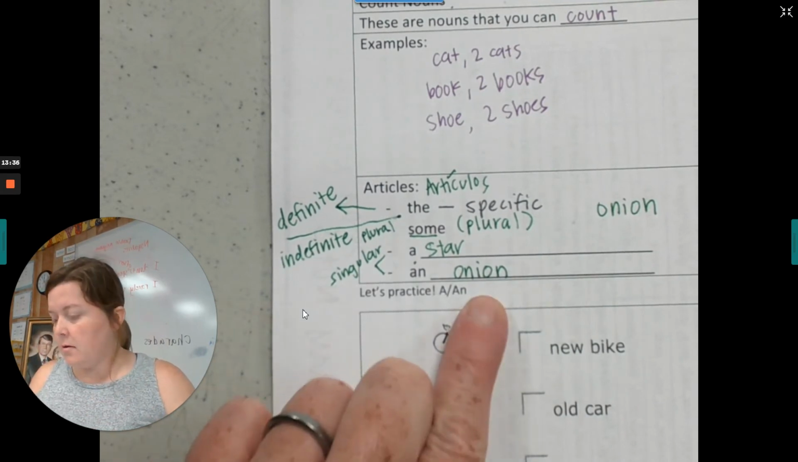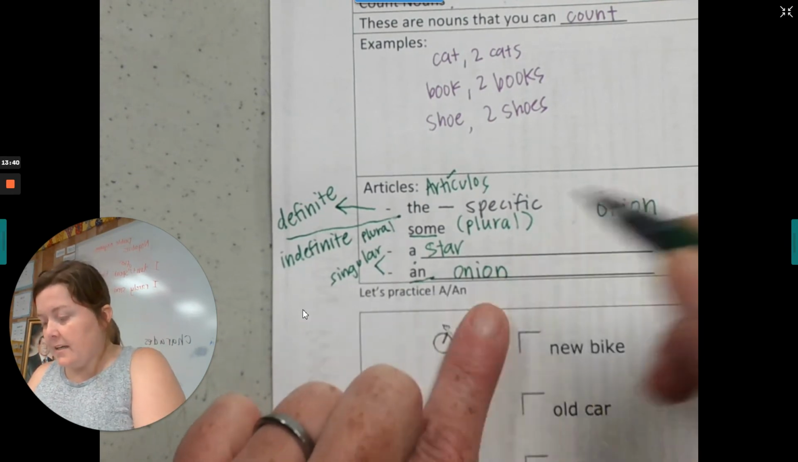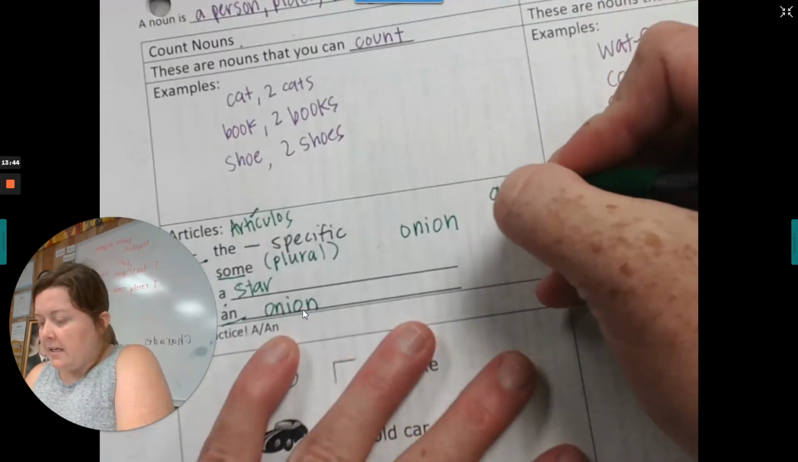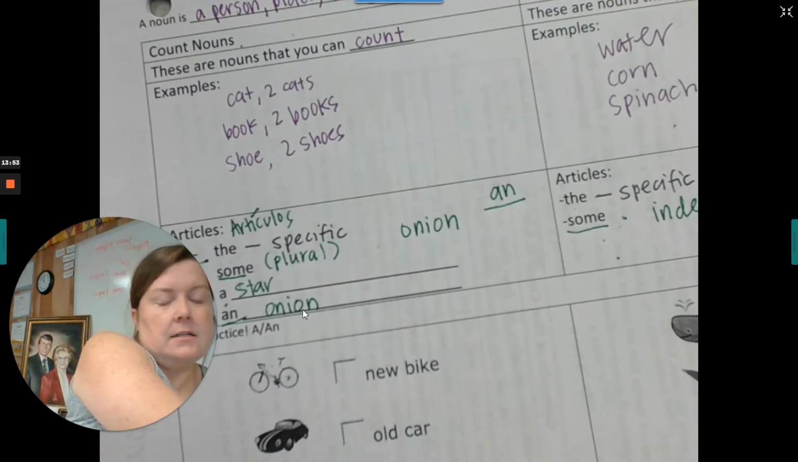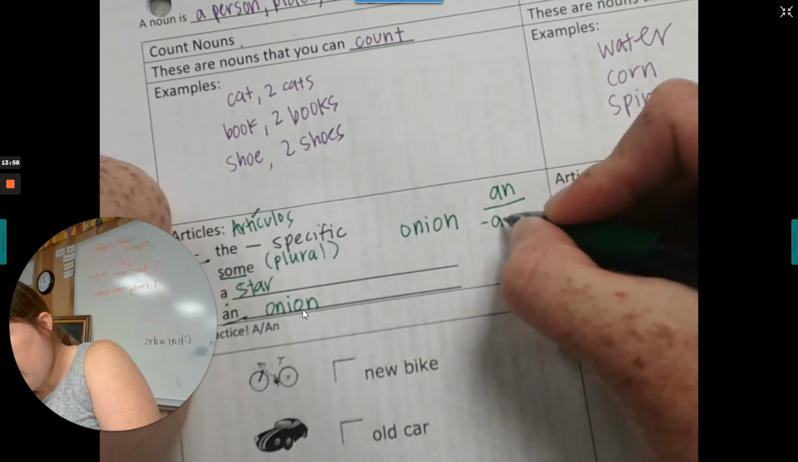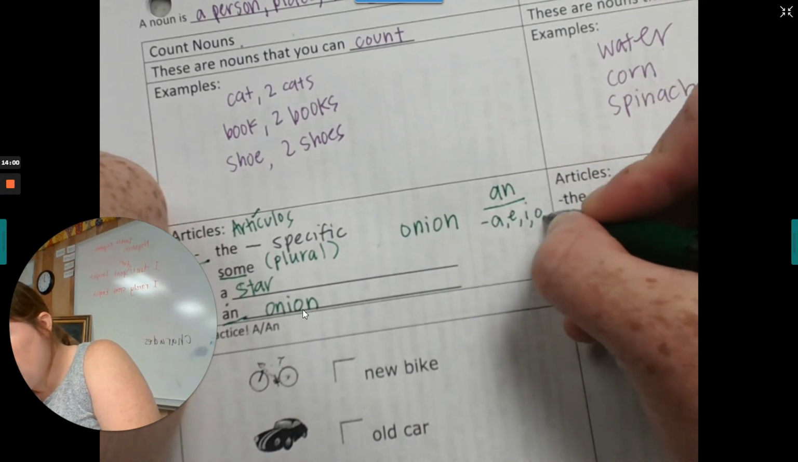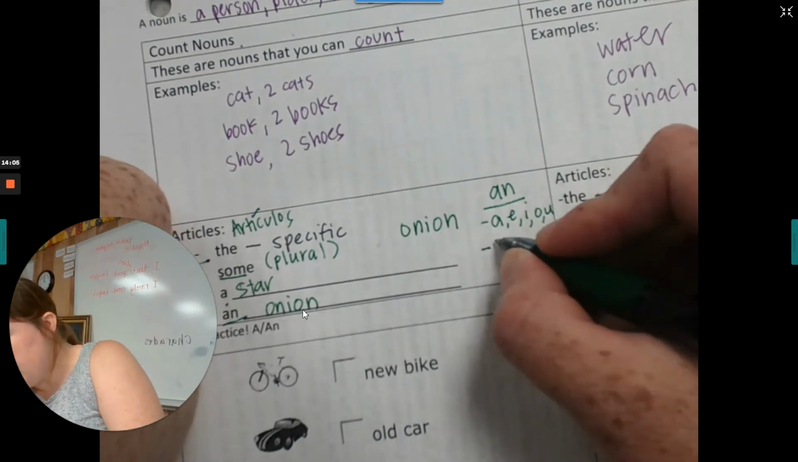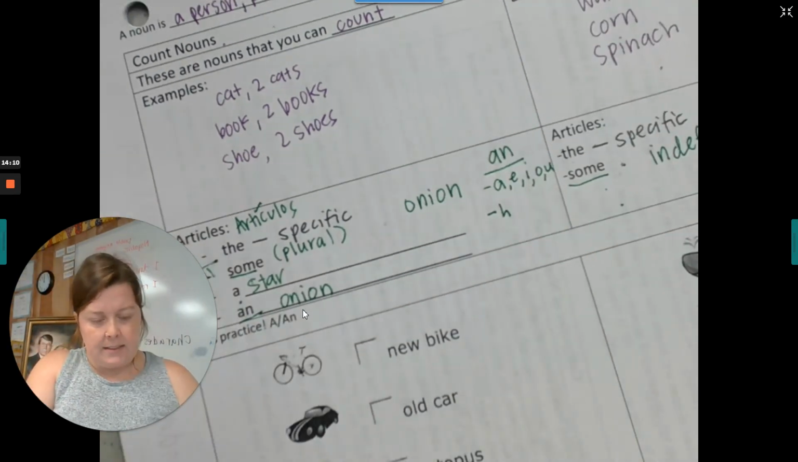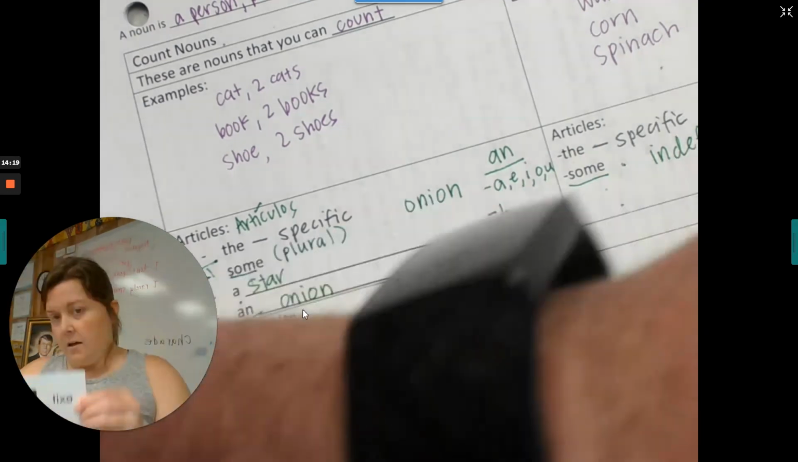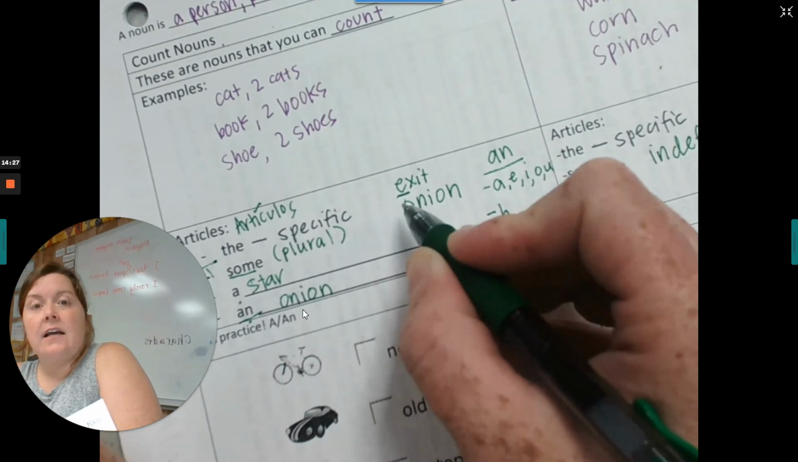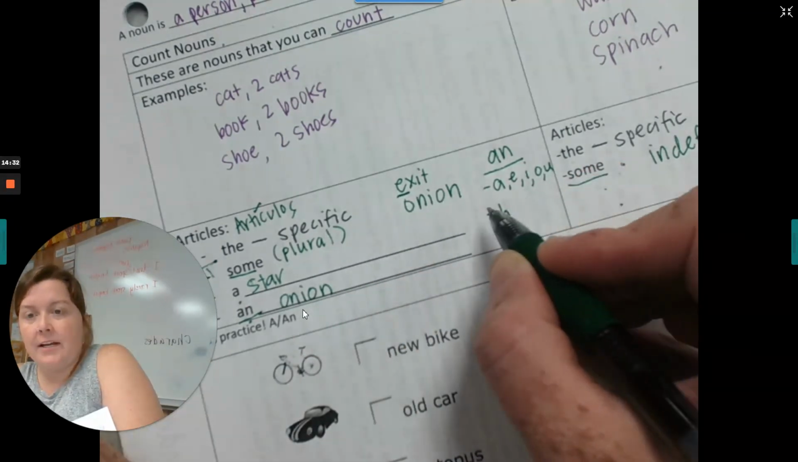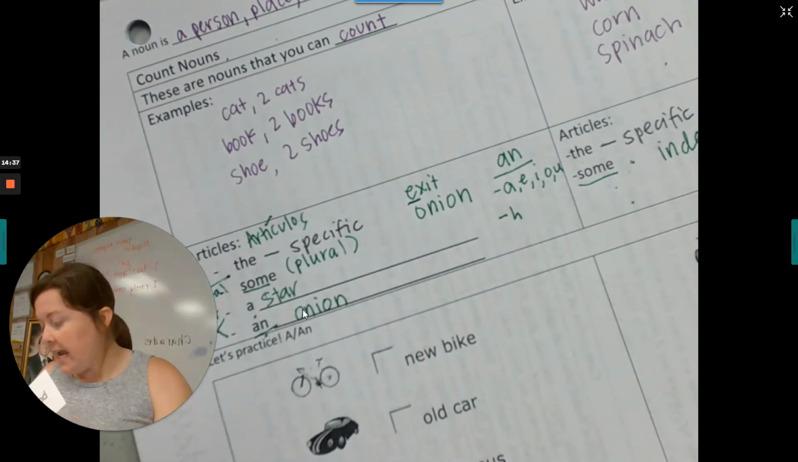Let's write it over here. You use an when the noun starts with a vowel. So A, E, I, O, or U. Or sometimes an H sound. So, for example, do you see this one? Exit. Exit starts with an E, so you would say an exit, because it starts with a vowel. So boat, is it an boat or a boat? That's not a vowel or an H sound. No, it's a boat. A boat.